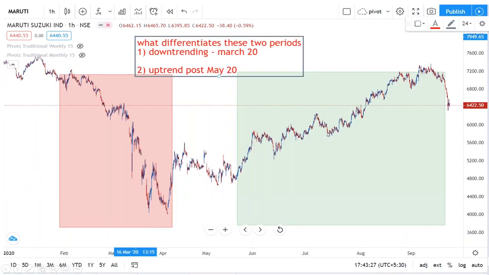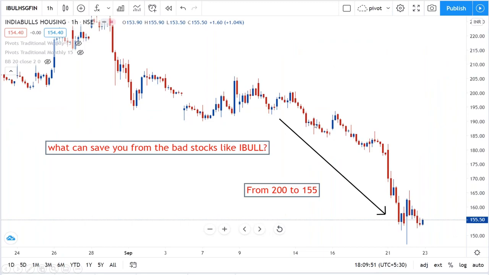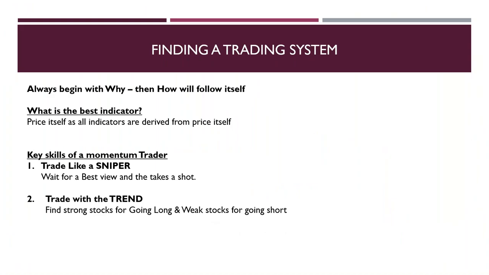So I started with how: what is the thing which can give me a signal of this redness and this green zone? What can tell me, at 190 or 195 level, don't be in this stock, don't go long in this stock? Is there anything which can tell me? The answer to this, again, is that it's not an indicator. It's again price. Price is the only thing which can tell you at a much advanced stage.